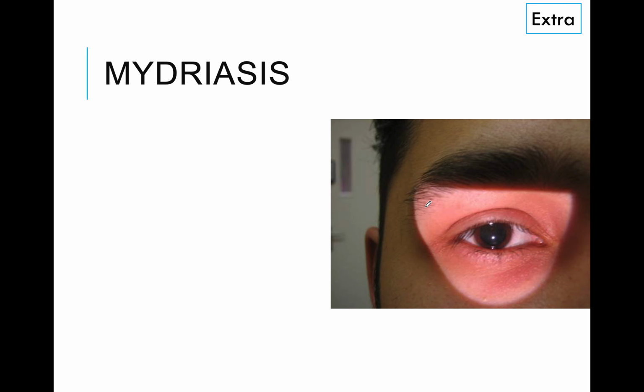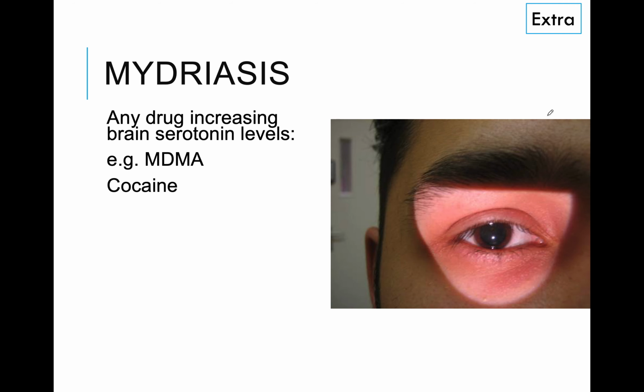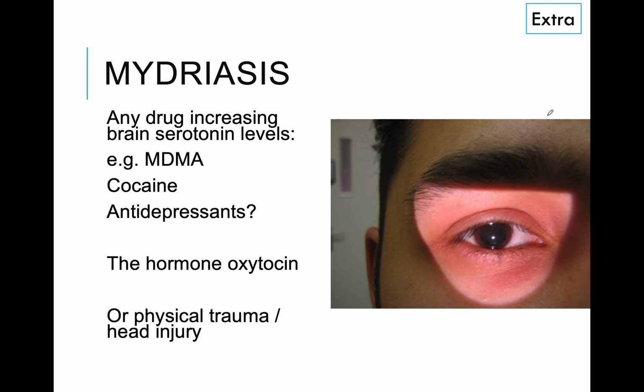Mydriasis is the opposite here, so we can see that the pupil has dilated in this image. Any drug which increases brain serotonin levels, such as MDMA, cocaine, perhaps antidepressants, and the hormone oxytocin, or perhaps physical trauma and head injury, can all be responsible for mydriasis, this dilation of the pupil.